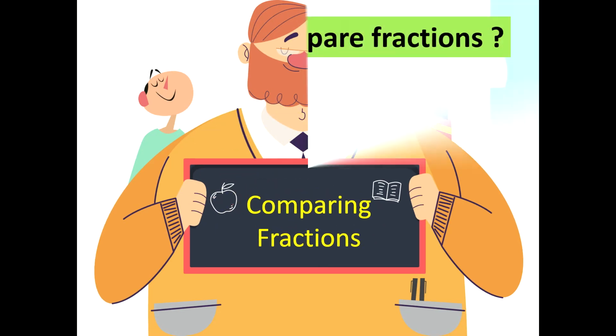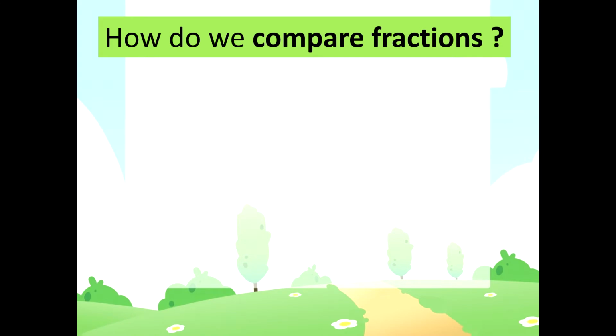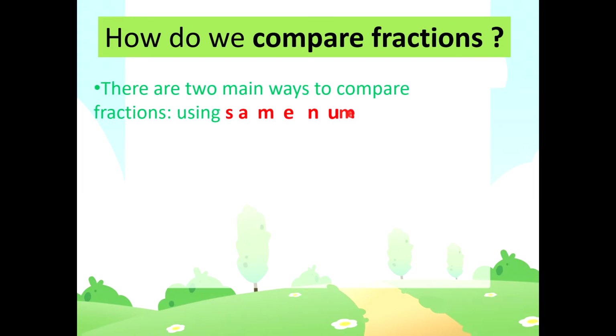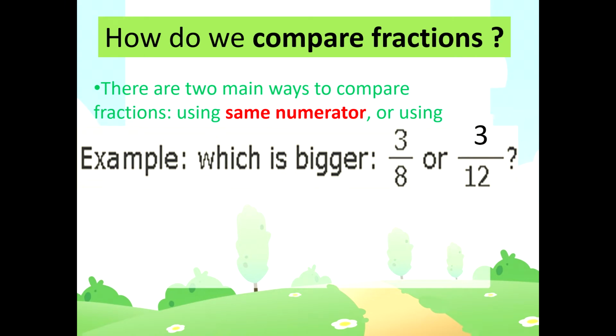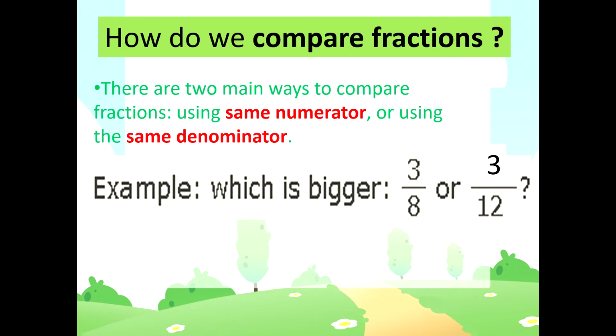Comparing fractions. How do we compare fractions? There are two main ways to compare fractions, using the same numerator or using the same denominator. For example, which is bigger, 3/8 or 3/12? These two fractions have the same numerator. So if they're the same numerator, then the smaller denominator is the greater fraction.